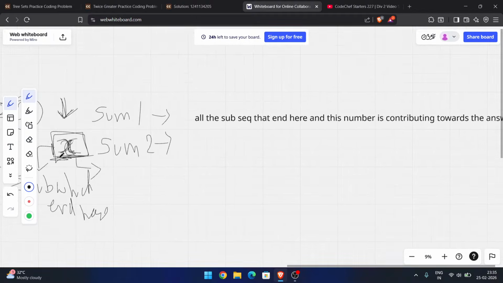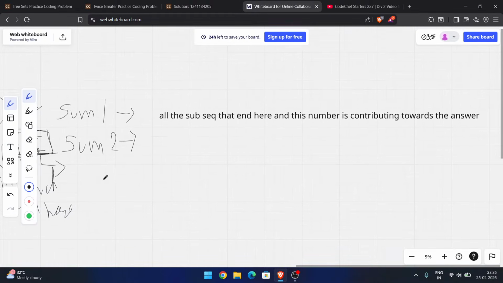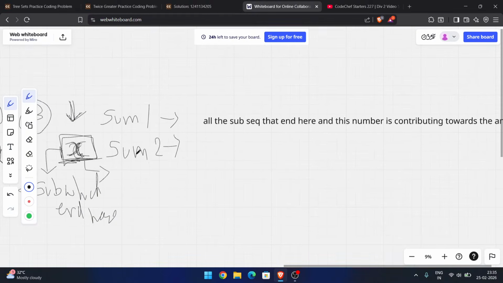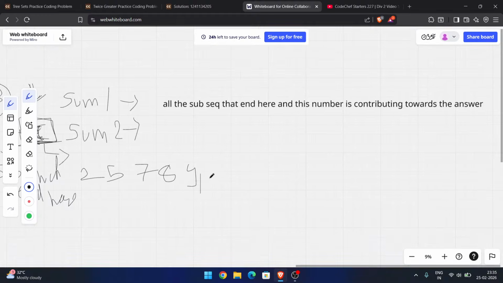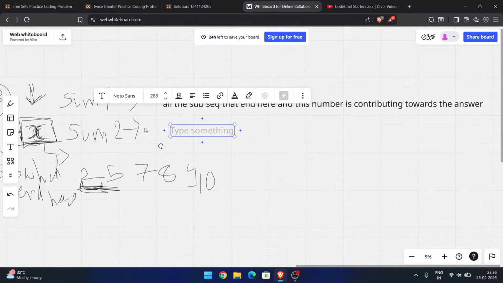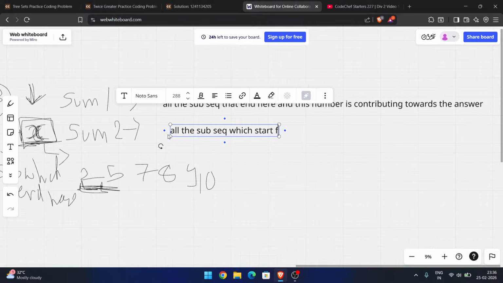So this number would definitely contribute towards the answer. If this is the starting point, then no matter what is ahead, meaning whatever we take there, this number would be contributing for all the subsequences. So if I start at any number, let me write it up. What is sum2 showing? All the subsequences which start from this index.